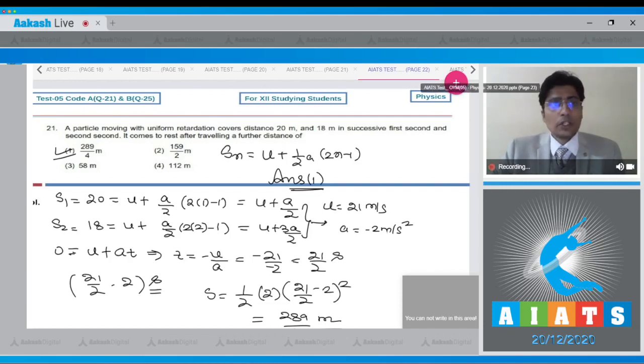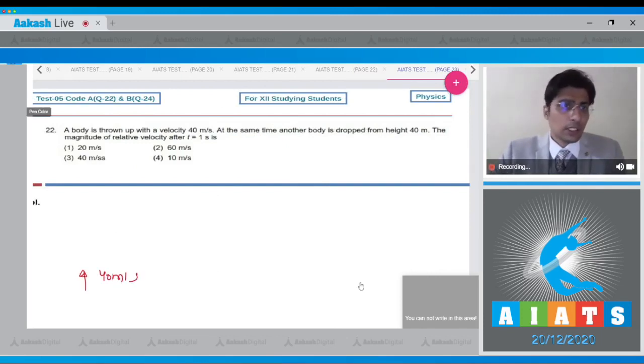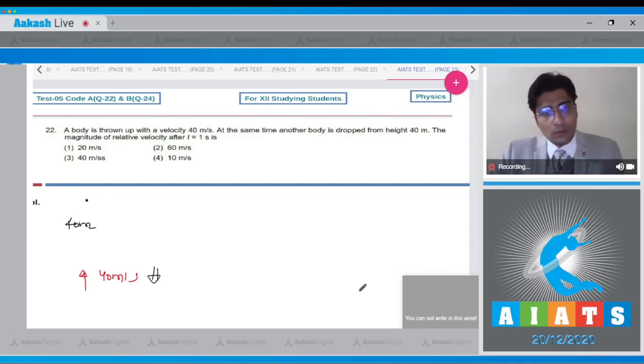Moving on to question number 22. Question 22 says a body is thrown up with a velocity of 40 meter per second. So there is a body which is thrown up with a velocity of 40 meter per second, and at the same time a body is dropped from a certain height, and the height is 40 meters. For both these particles the acceleration due to gravity will be equal, that is g. So the relative acceleration will be 0.